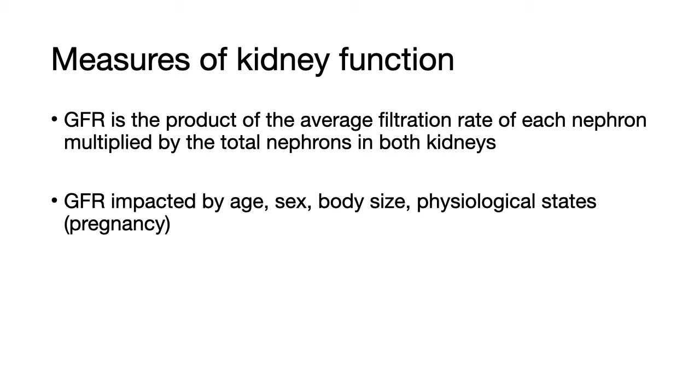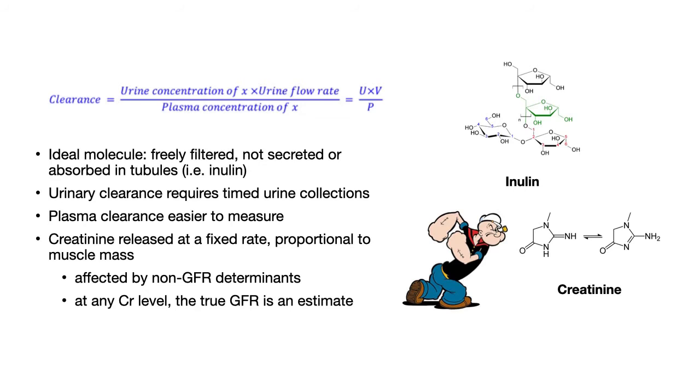In simplistic terms, GFR is the product of the average filtration rate of each nephron multiplied by the total nephrons in both kidneys. At birth, you start off with anywhere between 800,000 to 1 million nephrons per kidney, which is quite a bit. It's also important to remember that GFR is impacted by many factors including age, sex, body size, and certain physiological states such as pregnancy. How we measure GFR, though, is a completely different story.